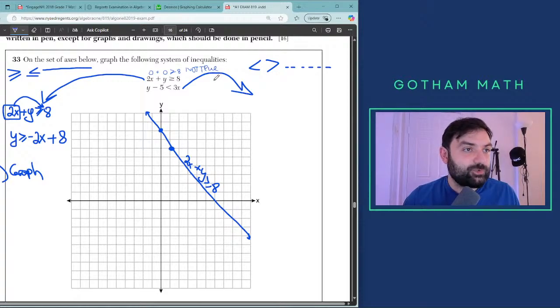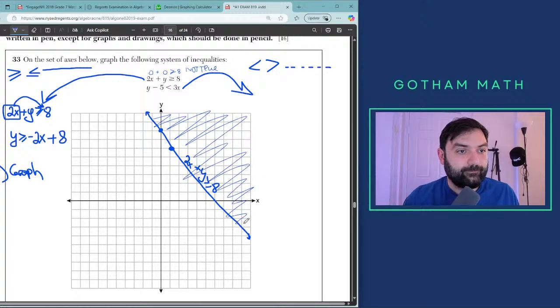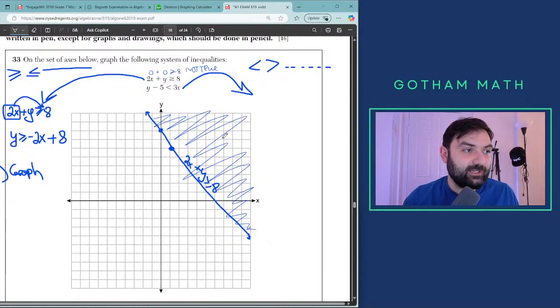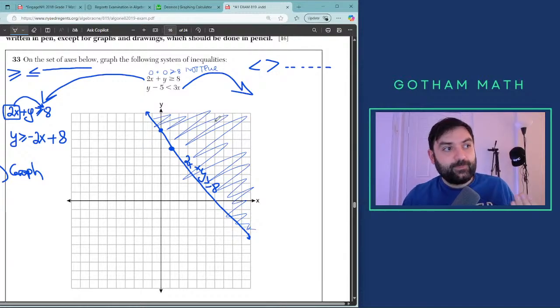If it's not true, you shade away from 0, 0. 0, 0 is here. So we're going to shade away from 0, 0. So it's going to be this way. You cannot really go over, but it's okay. Now, we're going to do the same process, but with another inequality. Same exact process. So technically, you need to only remember how to do one type of process and just repeat it twice.